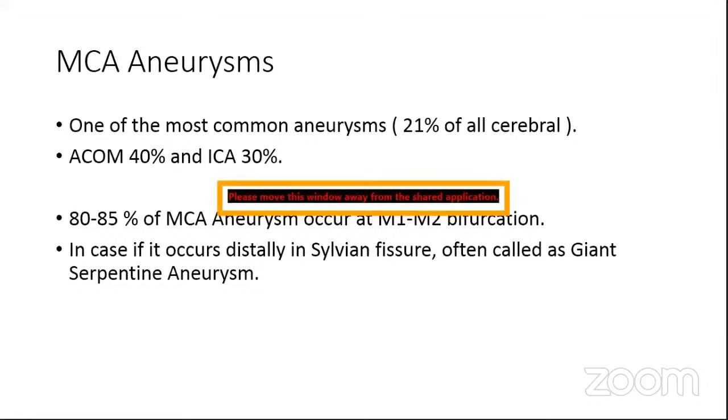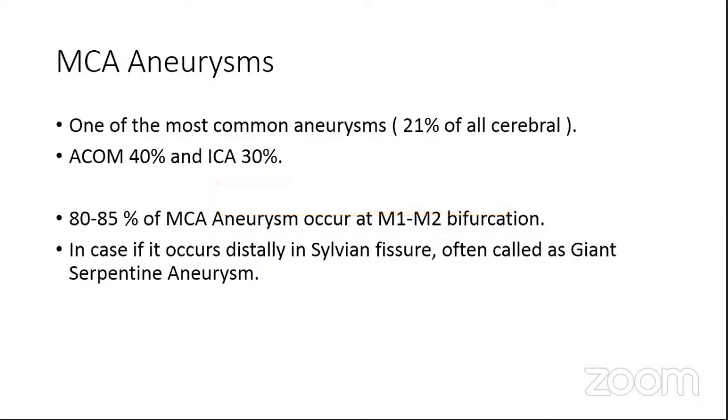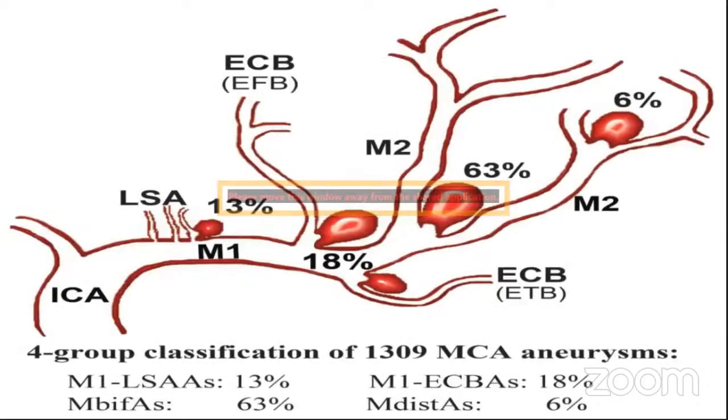ICA, that is 30%. In the literature, 80 to 85% of the MCA aneurysms occur at the M1 and M2 bifurcation. Sometimes, if it is a thrombosed or giant aneurysm at the Sylvian fissure, it is called a giant serpentine aneurysm, which is commonly identified in these segments. Some literature says 80 to 85%.